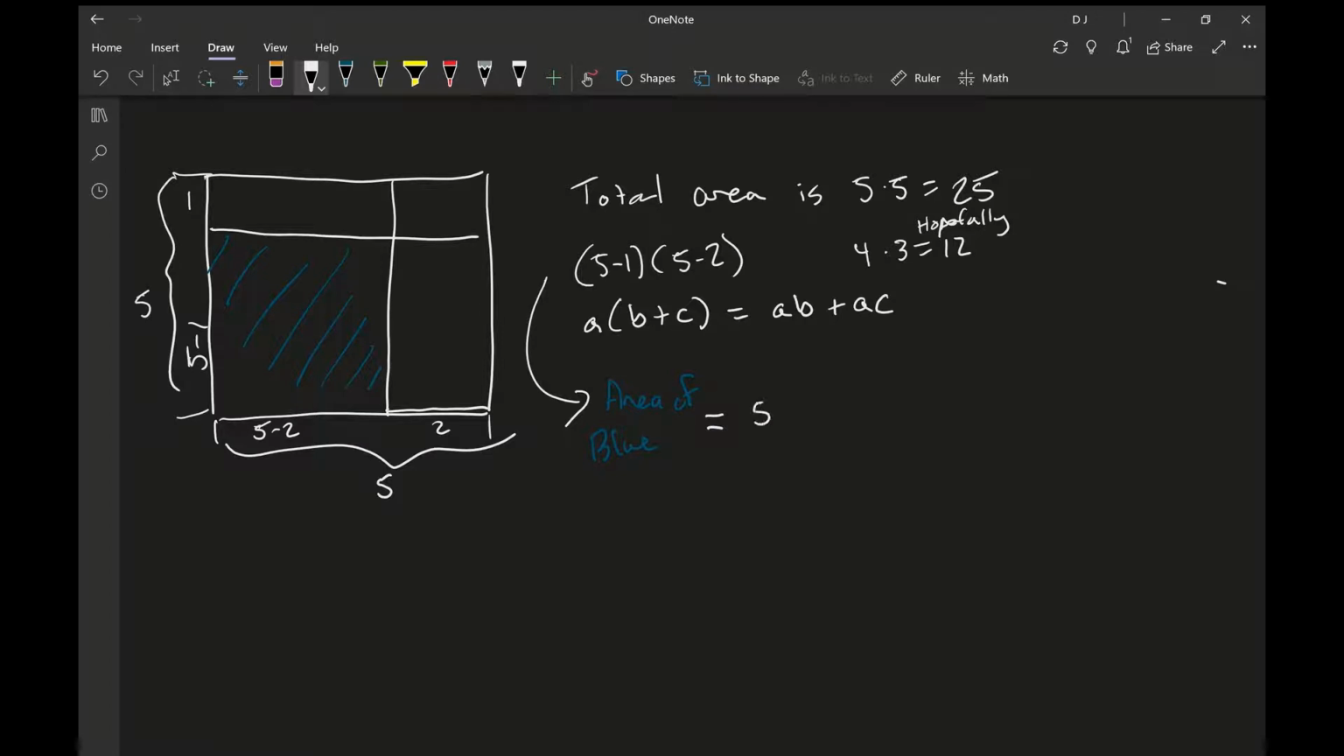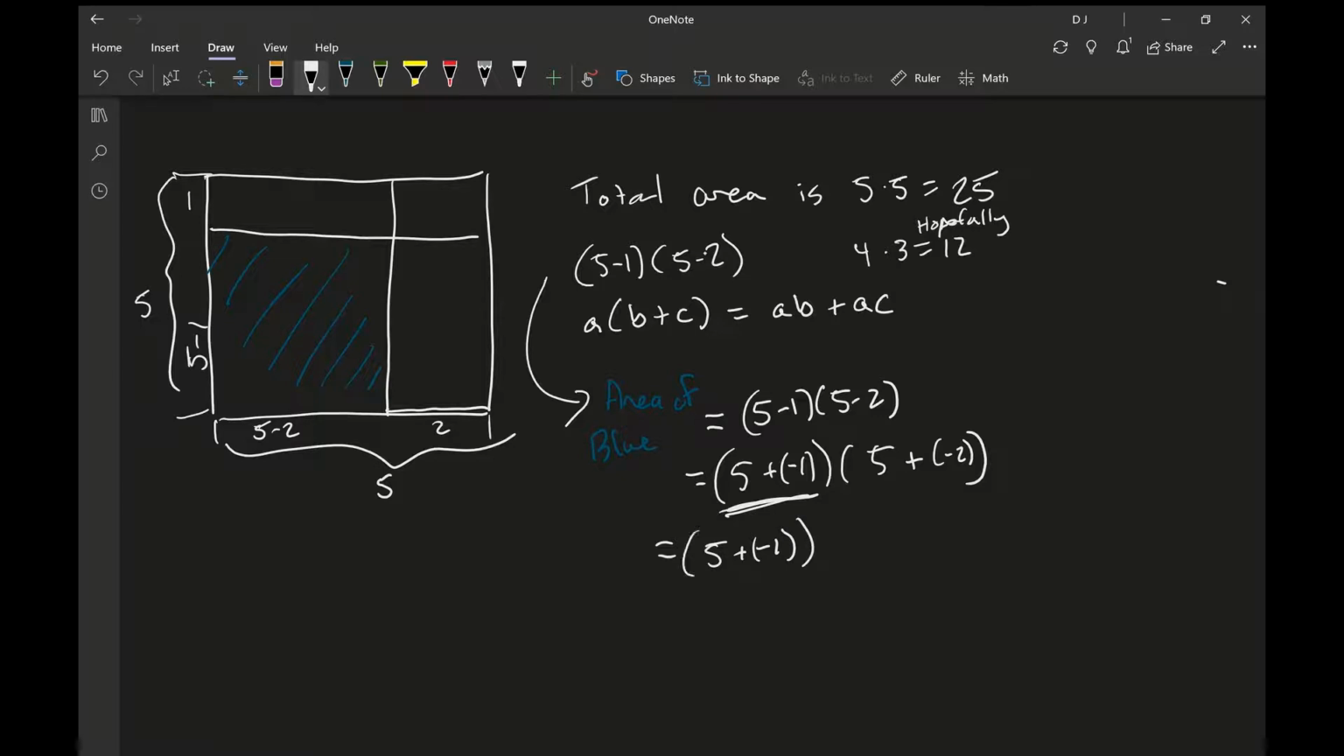And that should be 5 minus 1 multiplied by 5 minus 2. But that should also be the same as 5 plus a minus 1 times 5 plus a minus 2. And then we use the distributive property treating this as if it's just one number. So that's going to be the same as 5 plus a minus 1 multiplied by 5, plus 5 plus a minus 1 times a minus 2. And then we use the distributive property on these components.